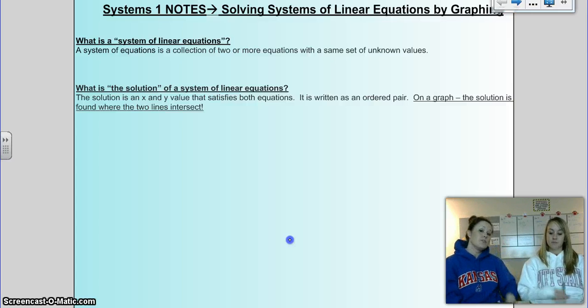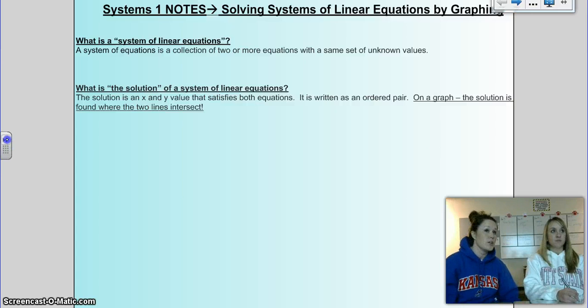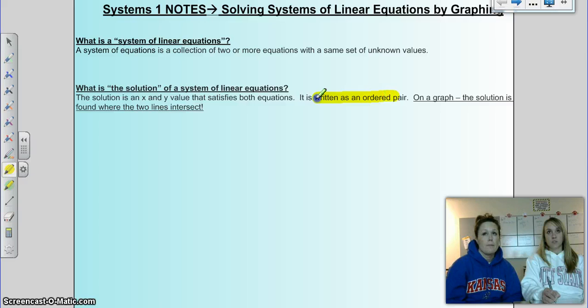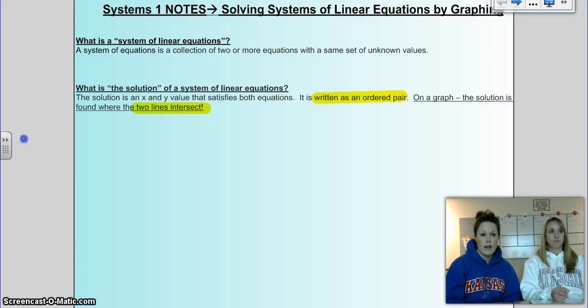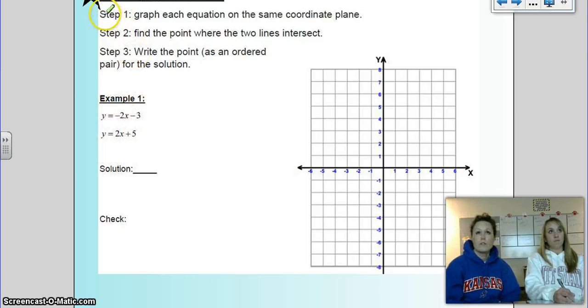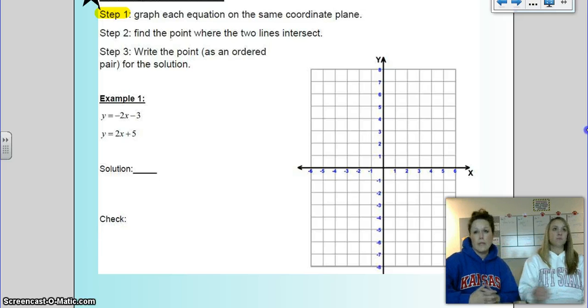Now, when we're talking about a solution on graphs, if we were going to graph these, it's where the two lines intersect. So it's written as an ordered pair, or where the two lines intersect. Correct. So let's look at how this works. So here we have two equations, and I've given you 3 steps. Step number 1 says graph each equation on the same coordinate plane.